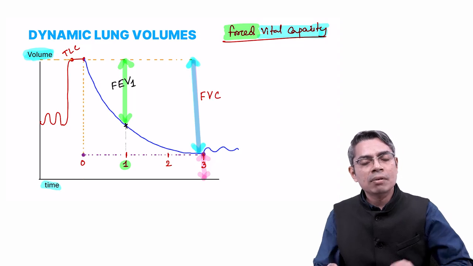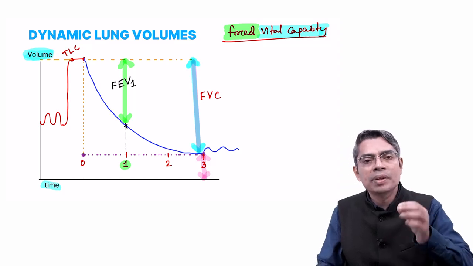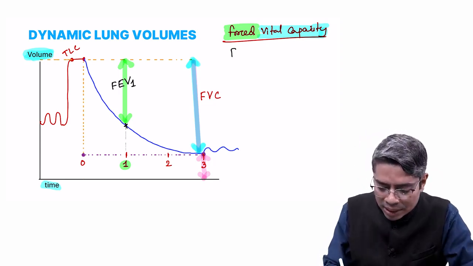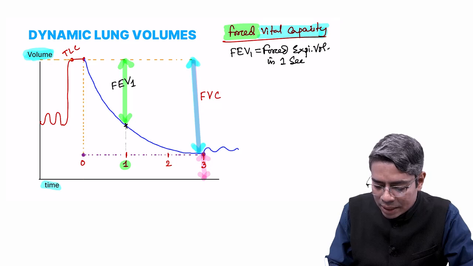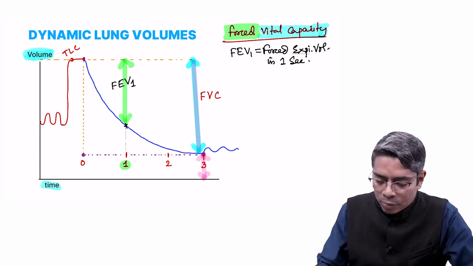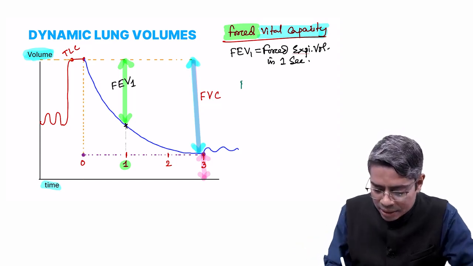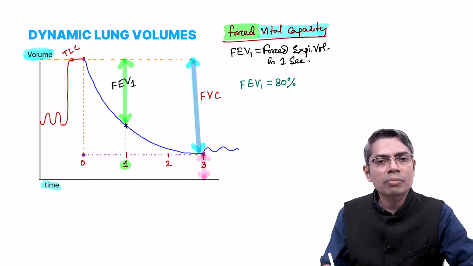What is FEV1? Forced expiratory volume. 1 means within 1 second. So FEV1 is the forced expiratory volume in 1 second. Getting my point? Normally within 1 second, the normal person will be able to expire 80% of the total volume. Means I can say that FEV1 is generally 80% of the total volume that can be expired.